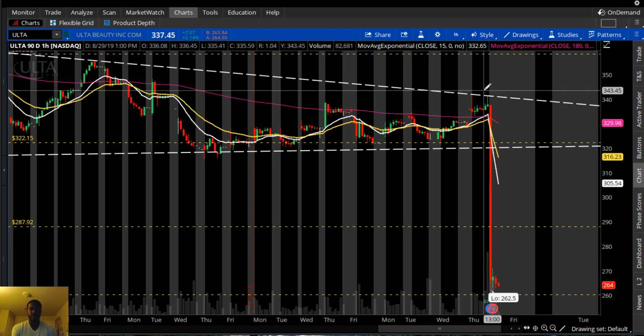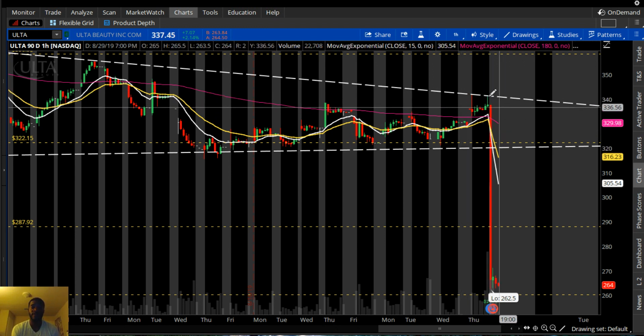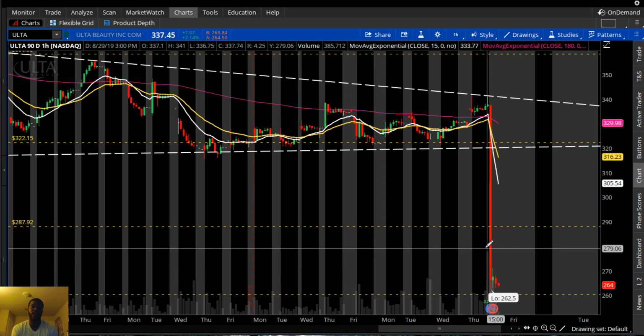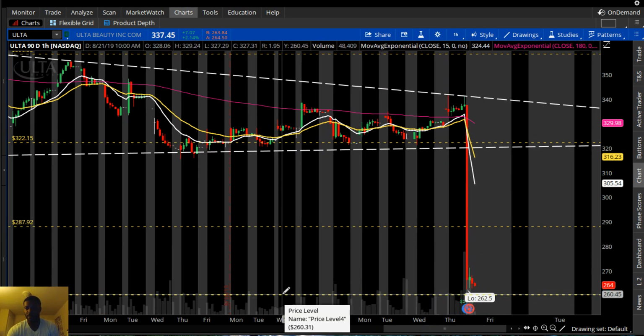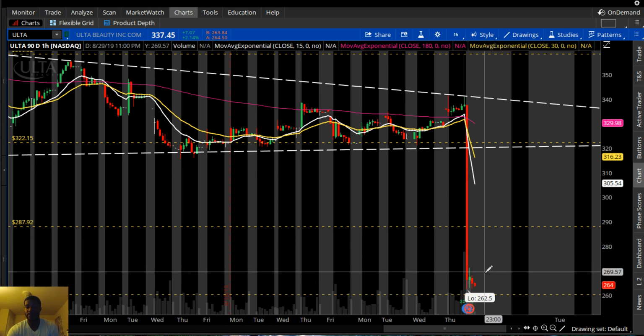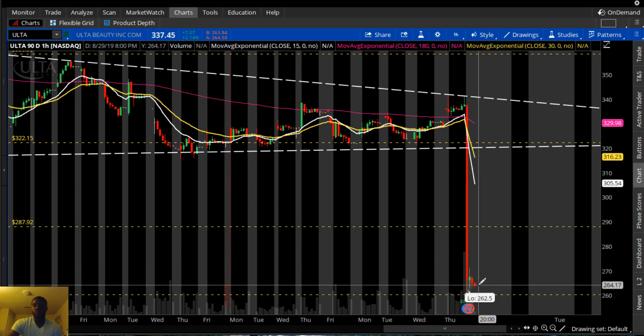And in this situation, by being earnings, I wouldn't even have bought it anyway. But that's just crazy that it actually had resistance here and it tanked after hours, right? And it's kind of falling down to this price level here of 260, which is a little higher still.